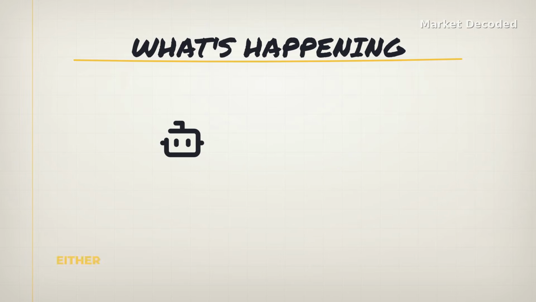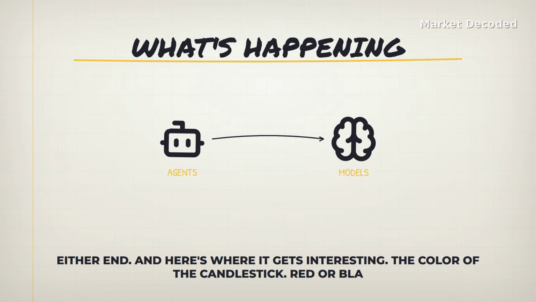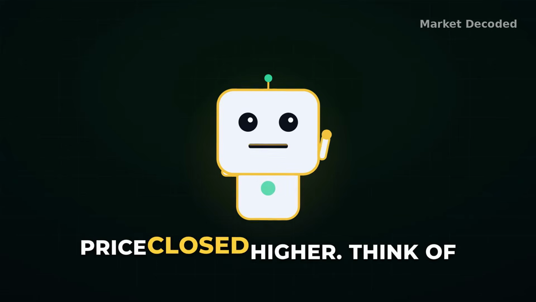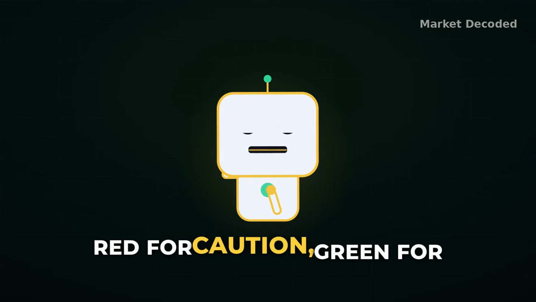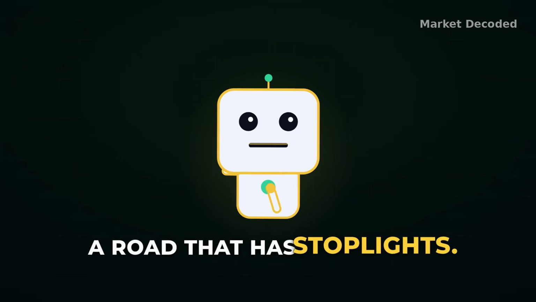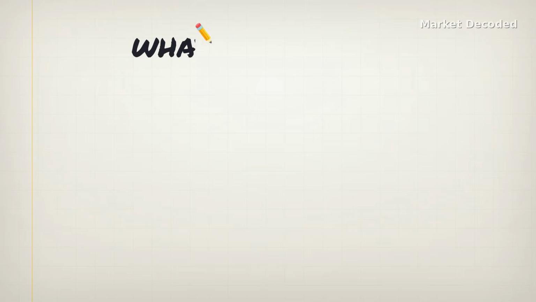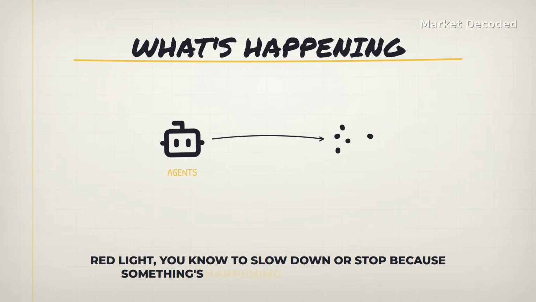And here's where it gets interesting. The color of the candlestick, red or black, means the price closed lower than it opened. Green? The opposite, price closed higher. Think of it as a traffic light. Red for caution, green for go. Imagine you're driving on a road that has stoplights. If you see a red light, you know to slow down or stop because something's happening that might not be good for the flow of traffic.